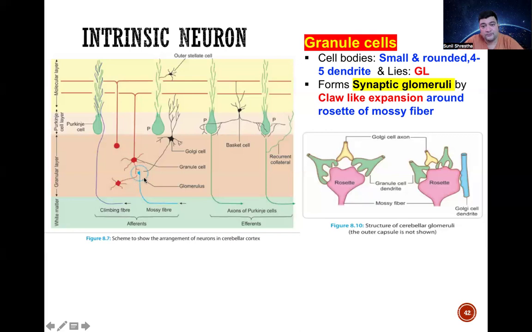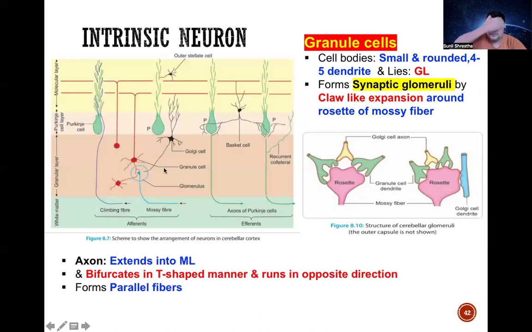These are the synaptic glomeruli. It has a claw-like appearance, and such a claw-like appearance is called a glomerulus. It looks somewhat like a rosette shape also, so you can call it a claw-like appearance or a rosette shape. So the granule cell, Golgi cell and mossy fiber form the glomerulus.